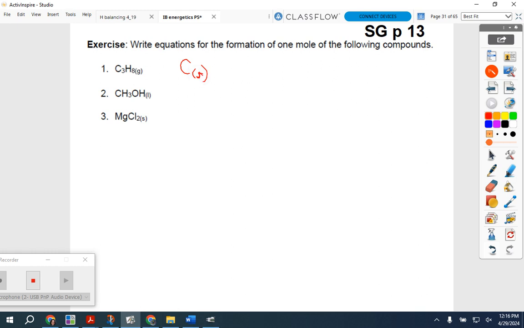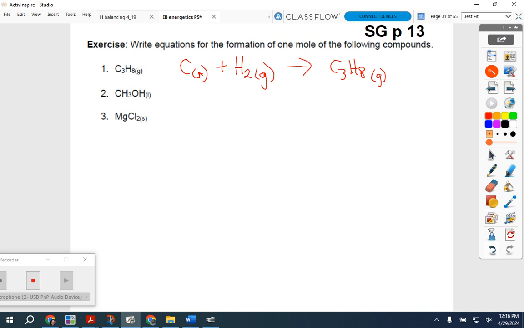All right. And the other part of the propane is hydrogen. Hydrogen is one of our diatomic elements, so it's always going to be H2 in a chemical equation, which is a gas. Okay. And that's going to give us 1 mole of C3H8, also a gas.